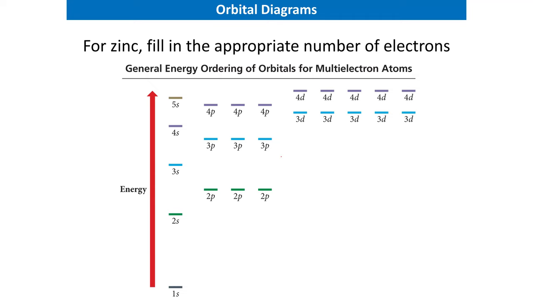Does this graph look familiar? No? No? I'm kidding. So a lot of what we're going to talk about in this chapter has to do with orbital energies and how orbitals interact when you make covalent bonds and bring atoms close together. So I have a review question: fill in the appropriate number of electrons.